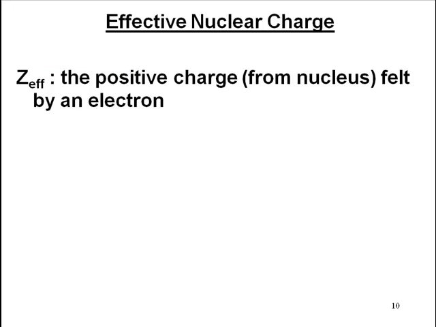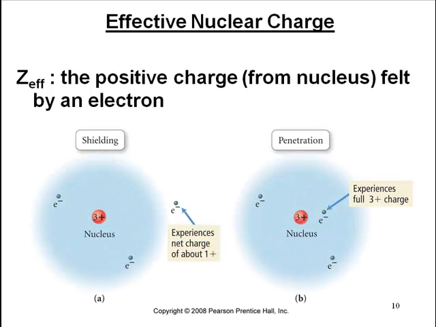Now, the first thing to look at, though, is we were talking about the positive nucleus. This is called the effective nuclear charge, abbreviated ZF. This is the positive charge from the nucleus felt by an electron. So, how they are attracted, that positive charge. So, if you look here at a lithium nucleus, it's got three electrons. This electron that is outside of the nucleus and outside of the original 1s cloud experiences a net charge of about plus one. If it's inside of the cloud, it experiences a charge of three plus.